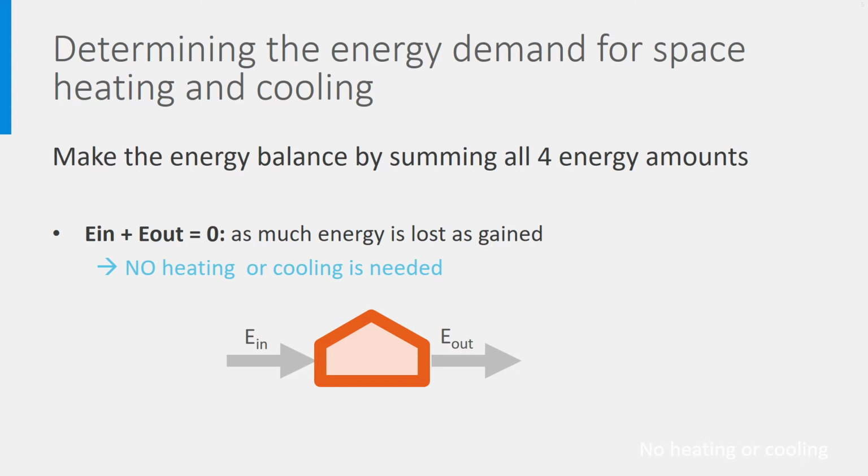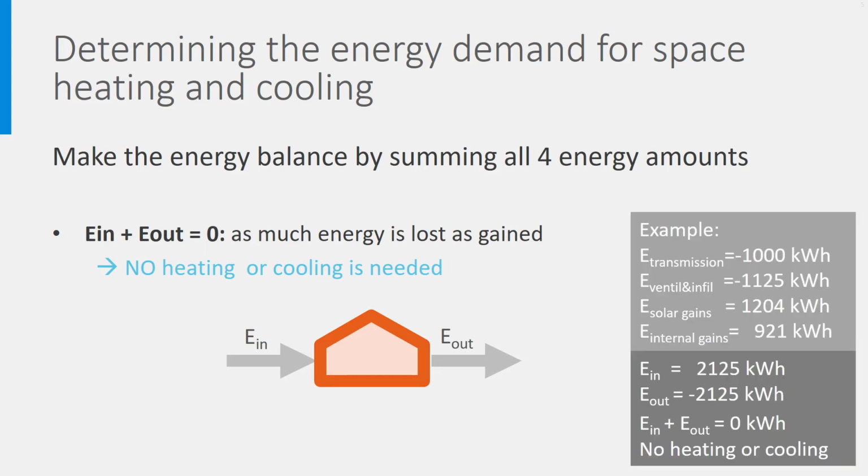Let's take the example of a building with indoor temperature 20 degrees Celsius and take a certain day in the year where the transmission energy is minus 1000 kilowatt-hour. Ventilation and infiltration is minus 1125. Solar gains are 1204 and internal heat gains are 921 kilowatt-hour. Energy coming in is counted positive and energy flowing out is counted as negative.